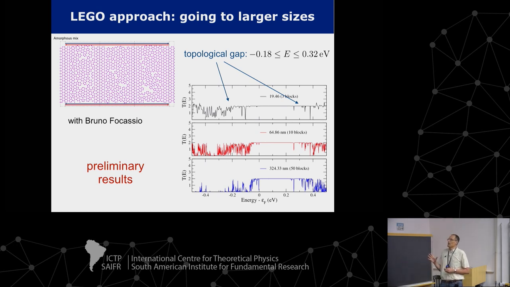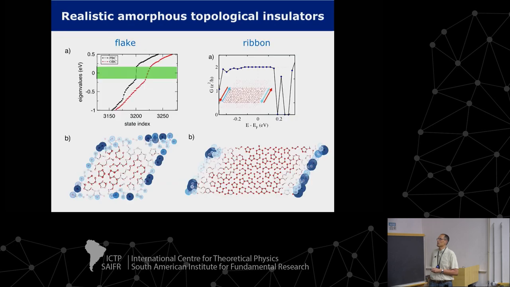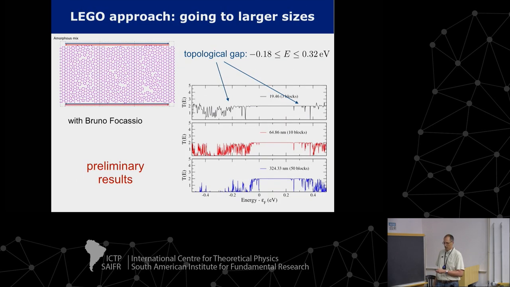So the message is, we have a proposal for a topological amorphous system, which is bismuth. If you don't anneal it, if it's topological, we say, hey, go to the lab, you can measure that, and you see these plateaus here, right?